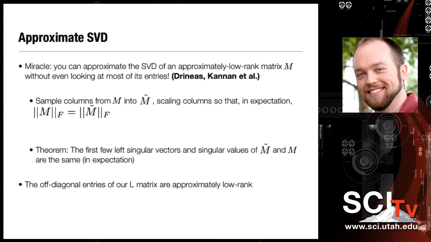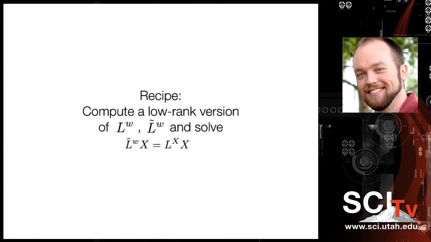You compute the SVD of that, which is fast now, right? It's a tiny matrix. You compute that and you get the SVD of the original one, only the first few ones. But that's fine, because all we're going to do is take the first few ones and throw the rest away anyway, right? So this is what we're going to do. This is the recipe. We're going to compute a low-rank version of that, and we're going to solve it.